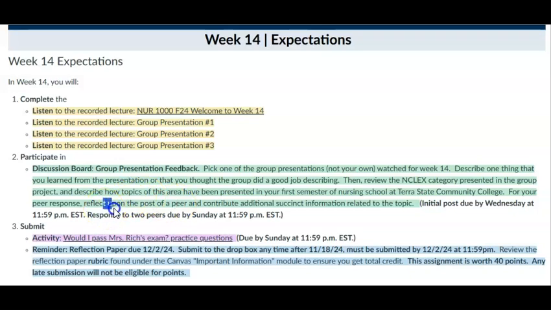For your peer response, reflect upon the post of a peer and contribute additional information related to the topic. Your activity would be due by Sunday at 11:59.